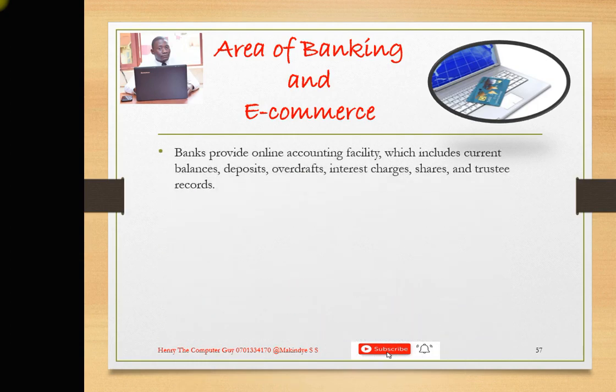Let's look at the first point. They're telling us that banks provide online accounting facility, which includes current balance. I want to check the balance I have on my account. For example, I have an account with Equity, and these people created an app called Easy Banking. So you install it on your computer or you install it on your phone. You can as well know everything that's going on in your account.